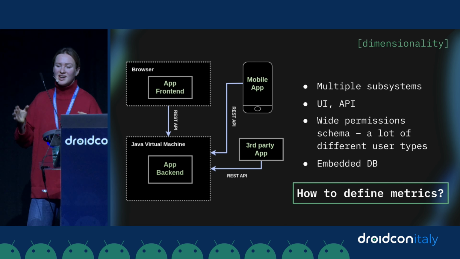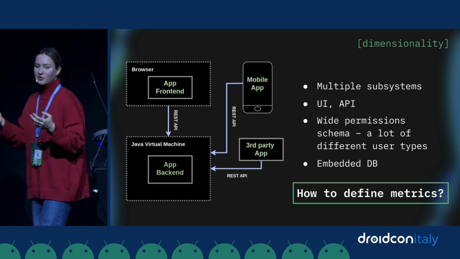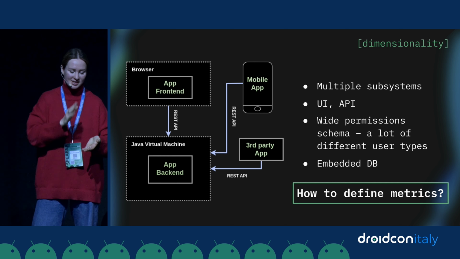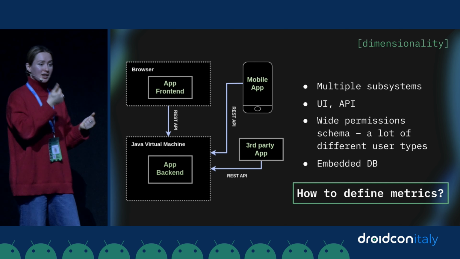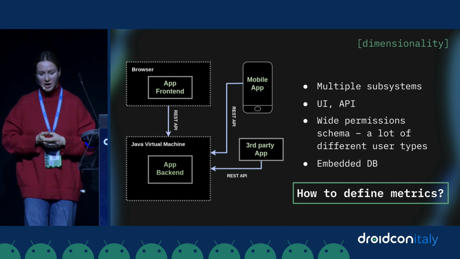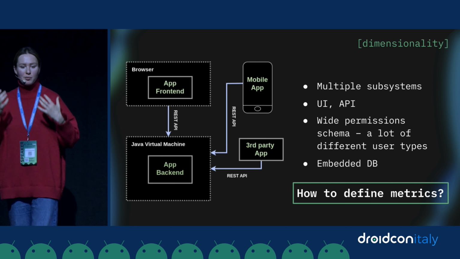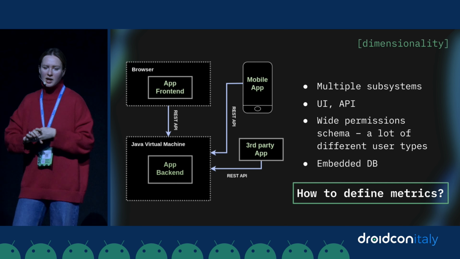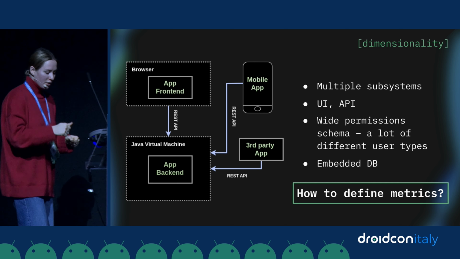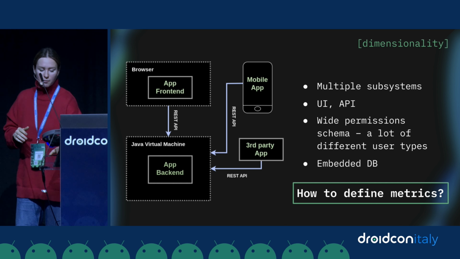It's really big, so it's no point of measuring performance of it like as a whole system. It contains very multiple subsystems. Also, it can be accessed by a UI and API. Then it has a permission scheme. So we have different type of users, from admins to guests, and it also has embedded DB. So how we define metrics for such system?